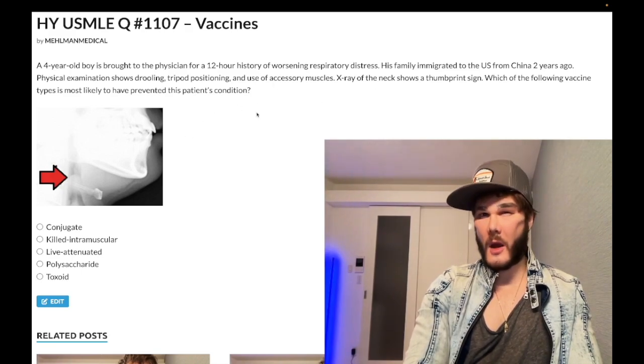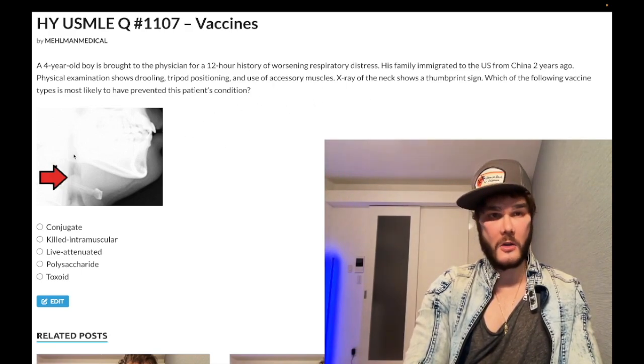And so we're handing you the diagnosis here. We're not trying to make that hard. I just took this image off of Wikipedia showing us the thumbprint sign. And we're just asking what kind of vaccine is Hib? All right, let's hop through. Choice A, conjugate, correct answer.